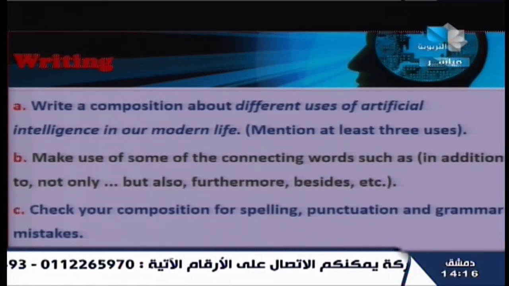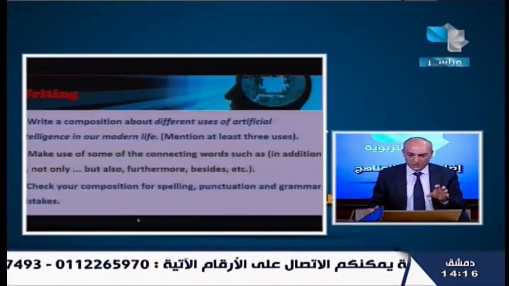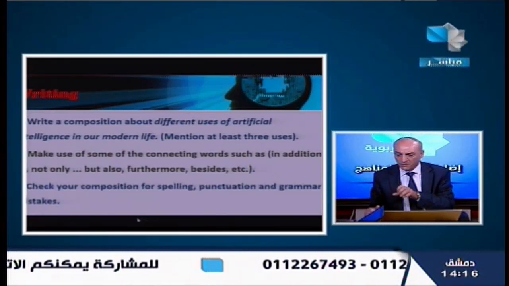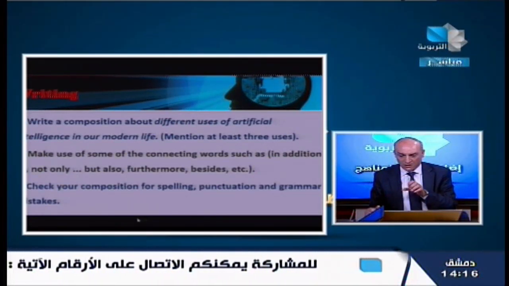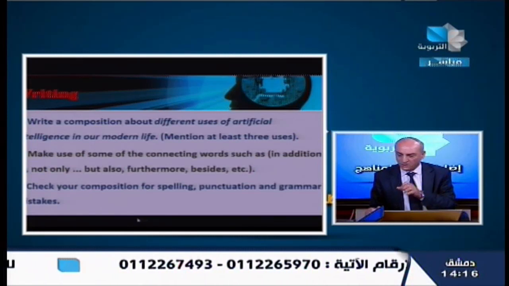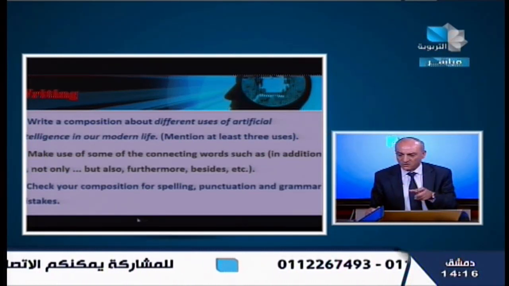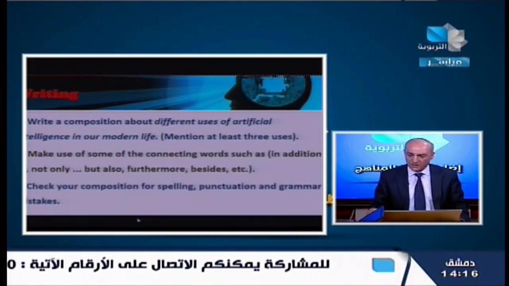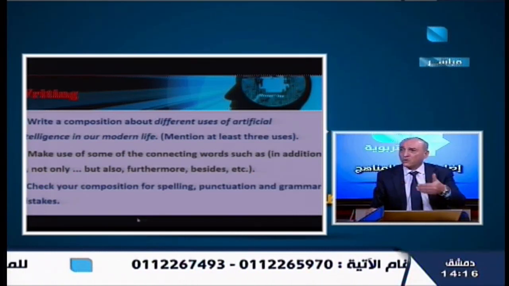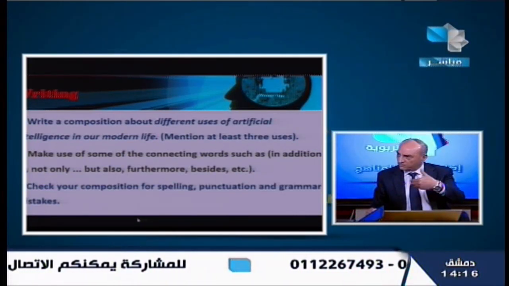Okay. Now we can talk about writing. When we talk about the composition, the rubric says: write a composition about different uses of artificial intelligence in our modern life. Mention at least 3 uses. Make use of some connecting words, such as in addition to, not only, but also, furthermore, besides, etc. Check your composition for spelling, punctuation, and grammar mistakes.